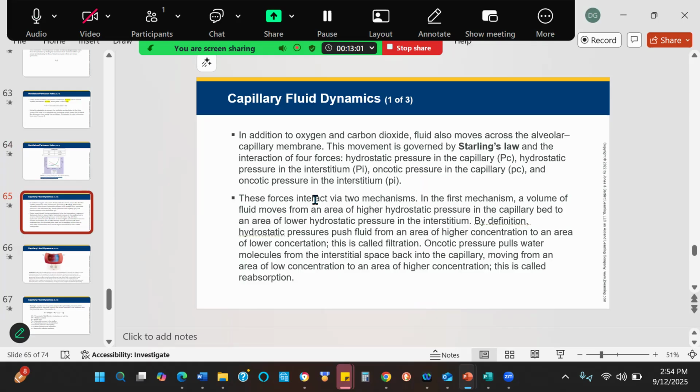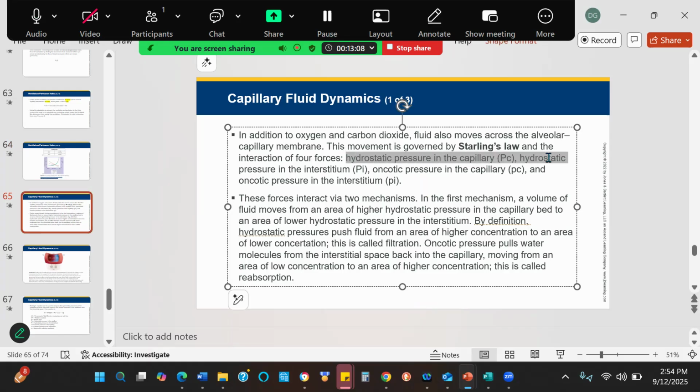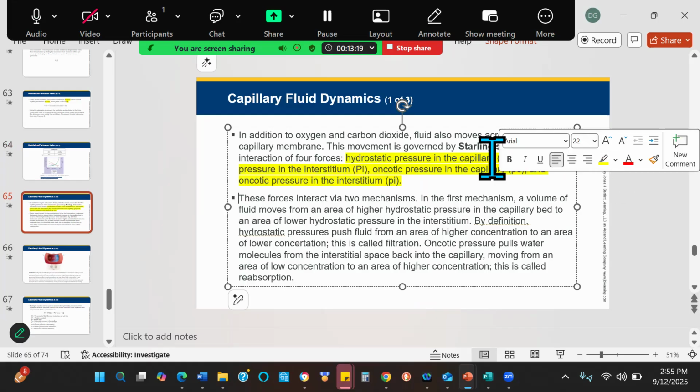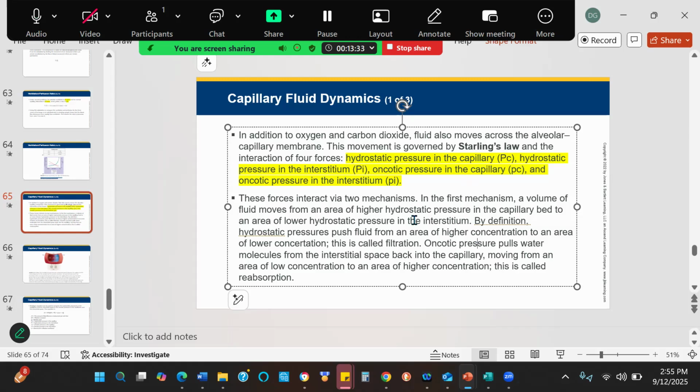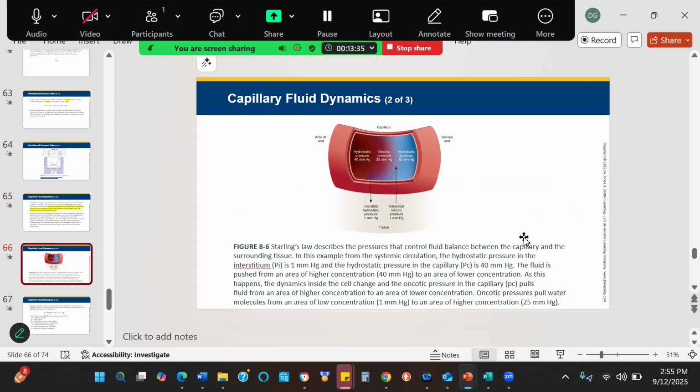Starling's law is the interaction of 4 forces: hydrostatic pressure in the capillary, hydrostatic pressure in the interstitium, that's the area outside the blood vessel, oncotic pressure in the capillary, and oncotic pressure in the interstitium. These forces interact by 2 mechanisms, and what it has to do with is how the heart generates flow, and it's the interaction of these pressures that does that. This is capillary fluid dynamics that control fluid balance between the capillary and the surrounding tissue.